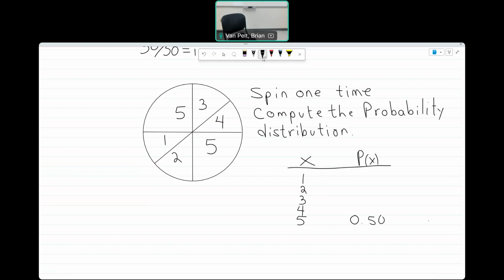So each wedge, each thing here is 0.25. So how much is half of that? 33. Well, let's try this again. This is 0.25, so I think you meant to say 0.125. So we're gonna have, and that's for all of these, right? All the rest of them are that.